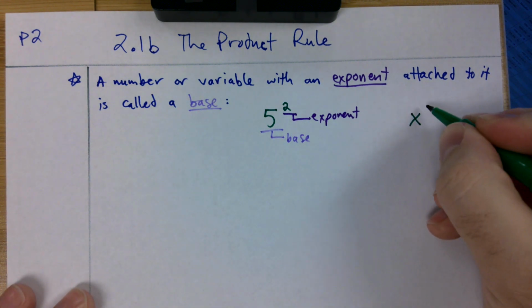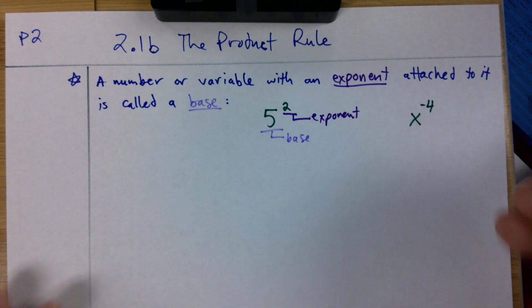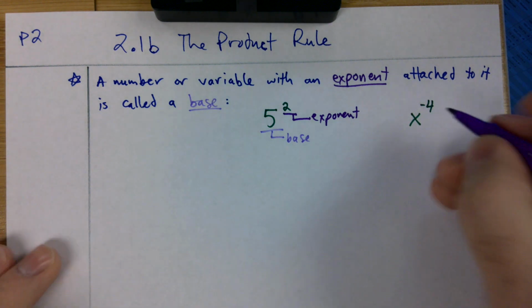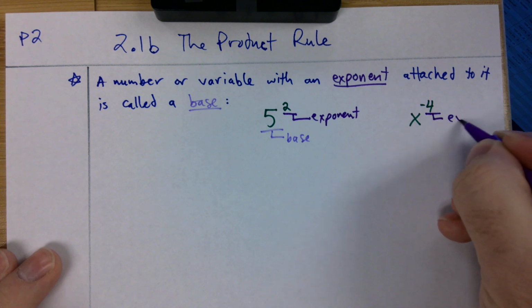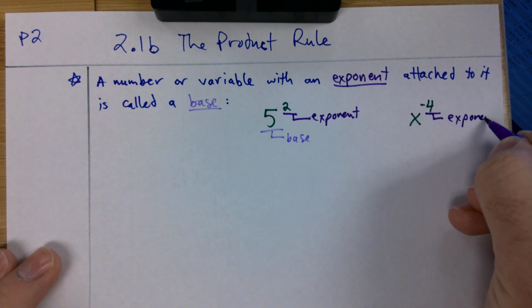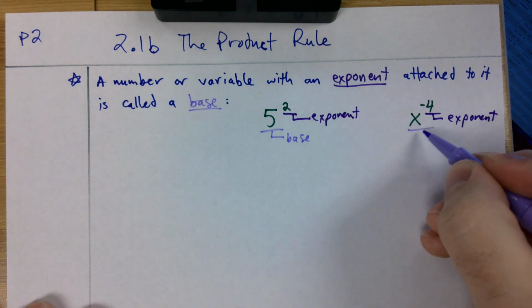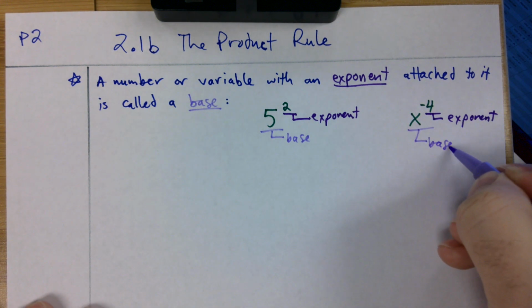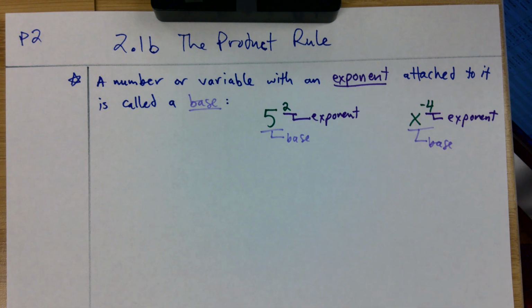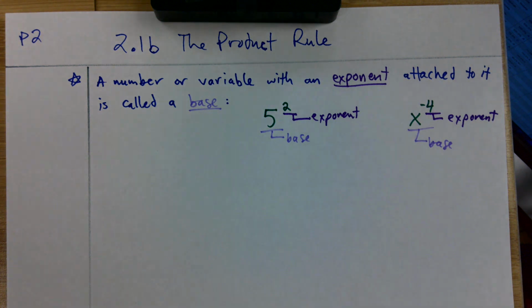Okay, and if we add x to the negative 4, negative 4 is our exponent, and x is our base. What's that? Yeah.